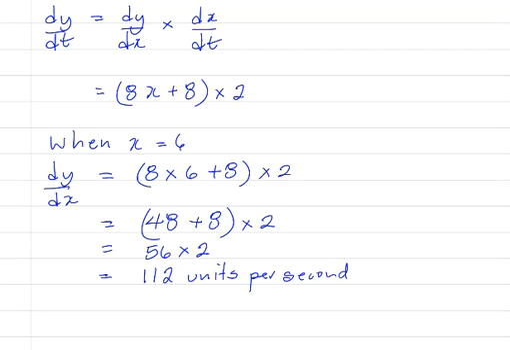So if x is increasing at a rate of 2 units per second, dy by dt, I have dy by dx, not dy by dx, it should be dy by dt. dy by dt, or y, is increasing at a rate of 112 units per second.